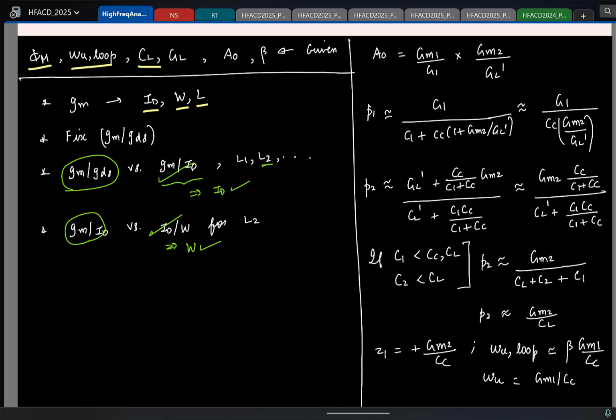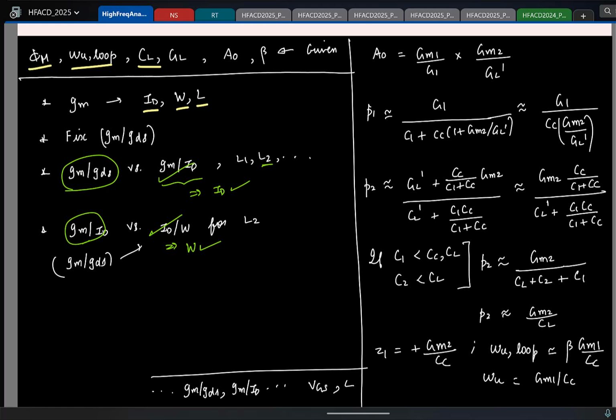Again, remember that it is not necessary that I only plot GM by ID versus this. I can also plot GM by GDS versus ID by W. Remember that the whole point is we have generated a lookup table where, for a particular length and a particular operating point VGS, we have all these values: GM by GDS, GM by ID, and so on.